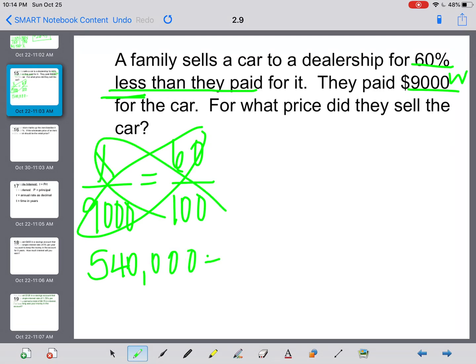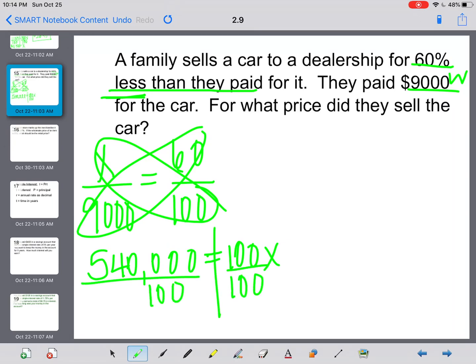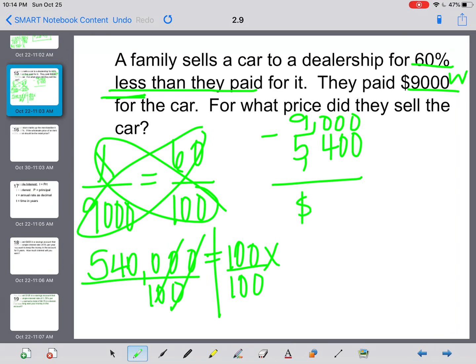So 60 times 9,000 gives us 540,000. And that equals 100 times x. When I divide by 100, I can cancel these zeros. And I see that that leaves me with 5,400. But that's not what they sold it for. That's how much less they got. So I need to take that away from 9,000.